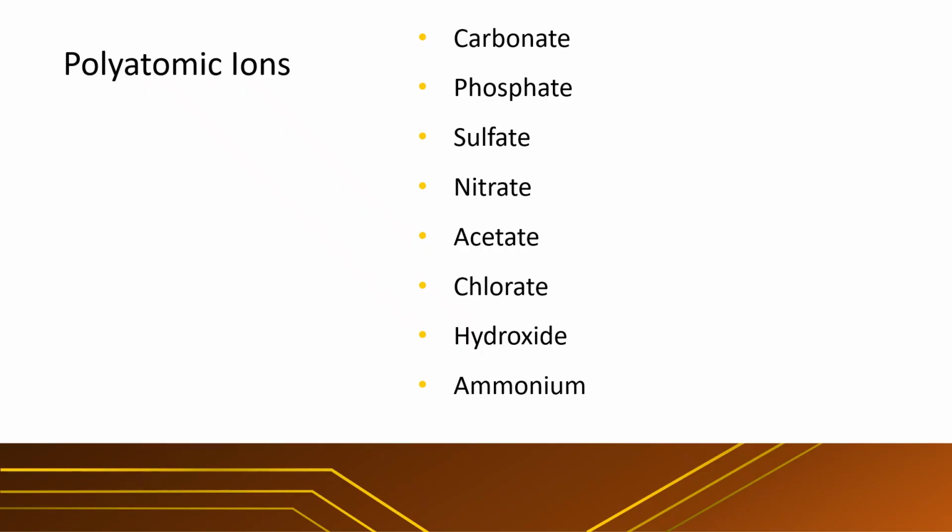Now, if you have a polyatomic ion, they have their own names. And these are the ones that are given to you guys. So carbonate is always CO3 2-. And so if you see that in a compound, it's just carbonate. You don't have to change the name of anything.